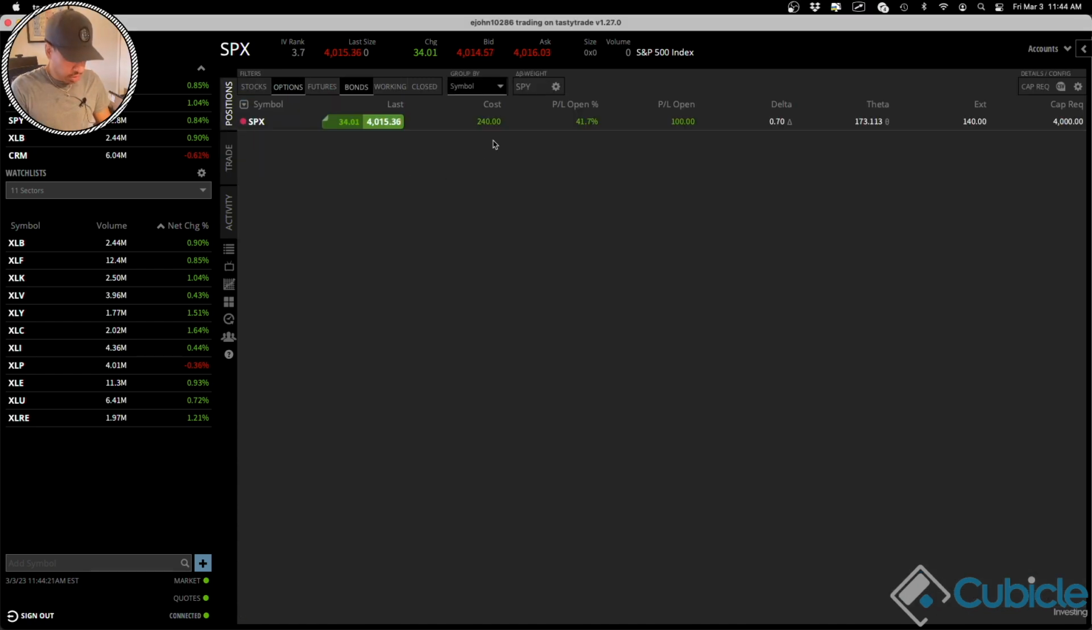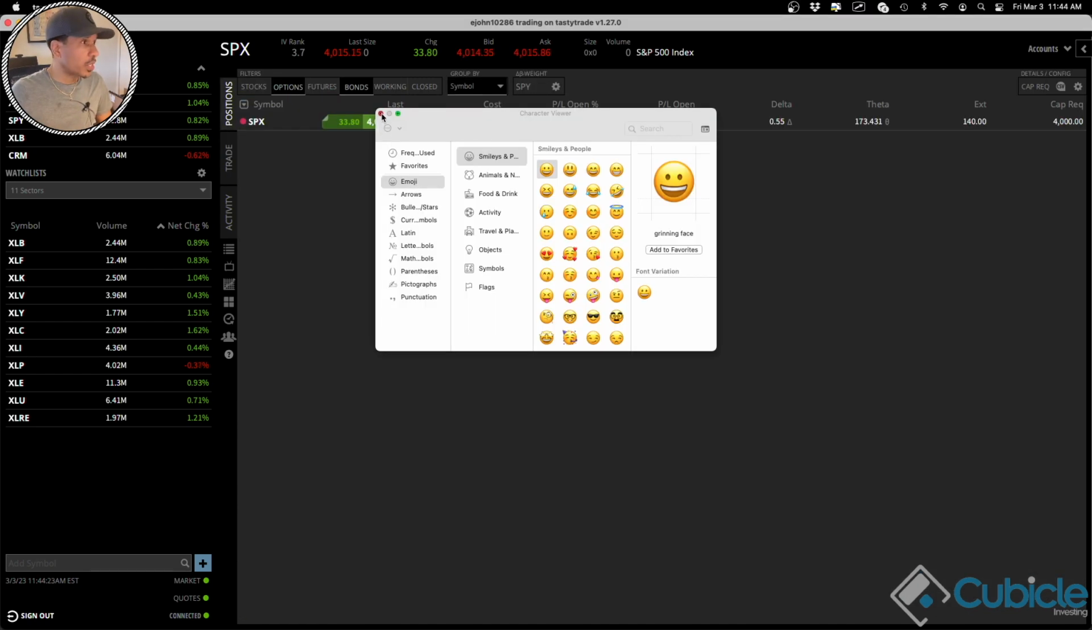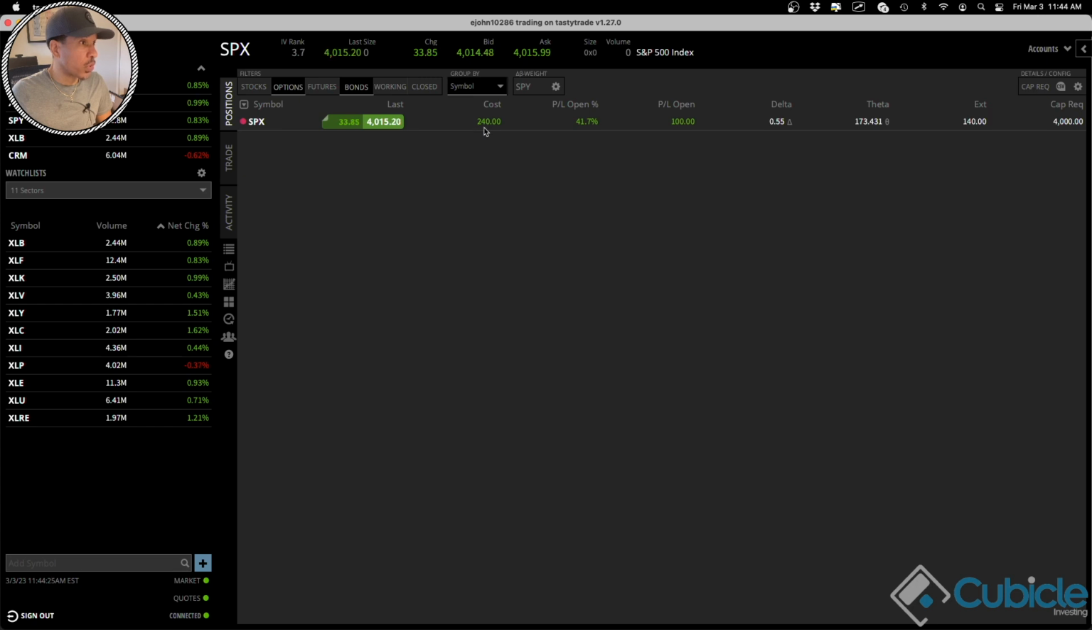I forgot to mention the actual credit that I took in. The credit that I took in for these positions is $240. As you can see here, I made 41% of that. My delta is right where I like to see it. It's right smack dab in the middle, close to zero. You're never going to see a delta of zero, of course.